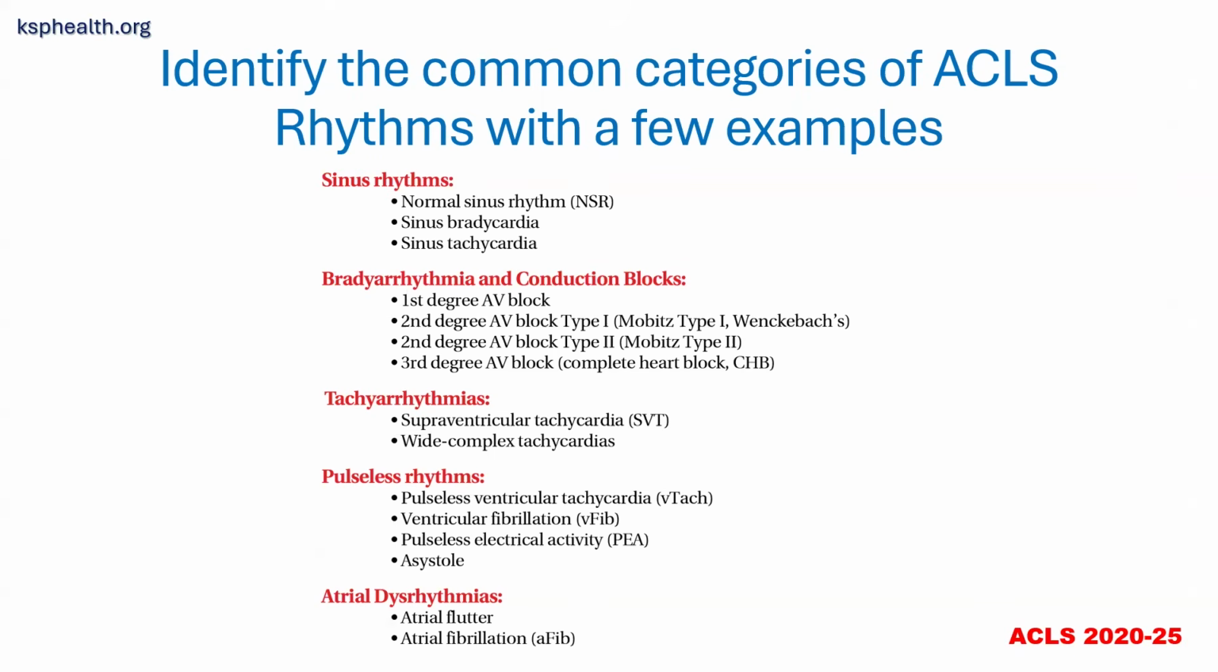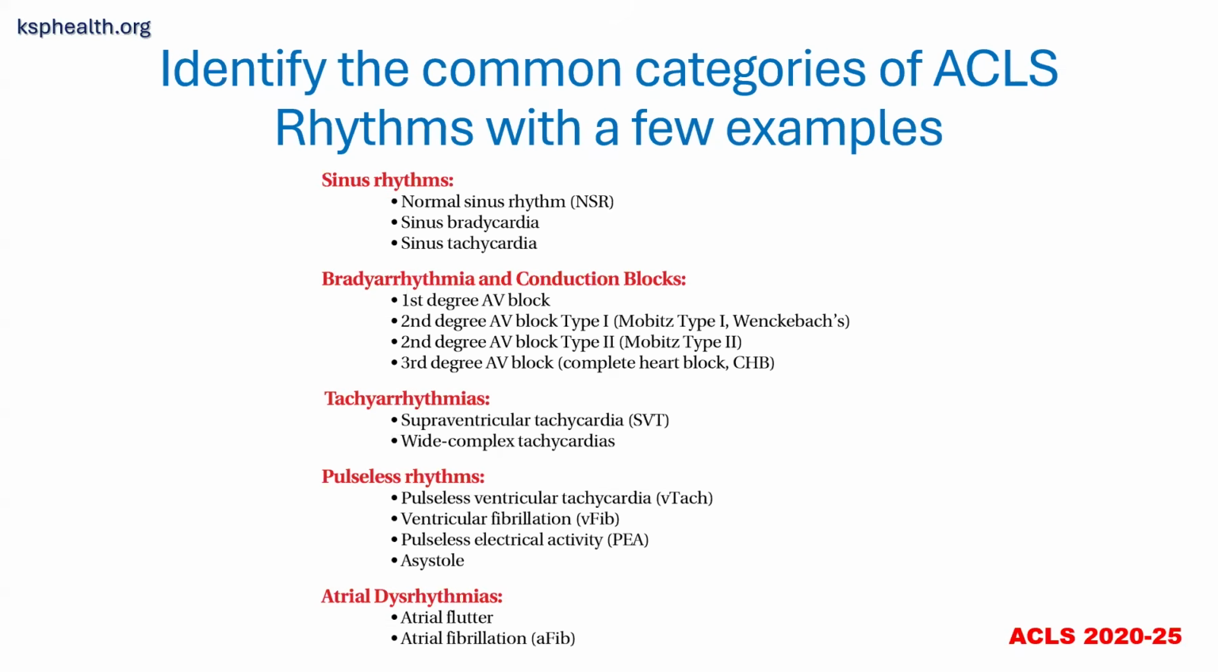These are the common rhythms we come across in our daily practice. That can be sinus rhythms, or it can be slow rhythms, otherwise called bradyarrhythmia, or it can be fast rhythms, tachyarrhythmias, or pulseless rhythms, very important. Because there is no pulse, that doesn't mean that they're dead. Atrial rhythms. Let's go. Sinus rhythms, there are three kinds. Normal sinus rhythm, sinus bradycardia, and sinus tachycardia.